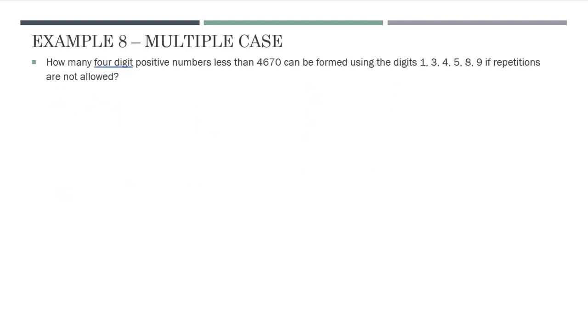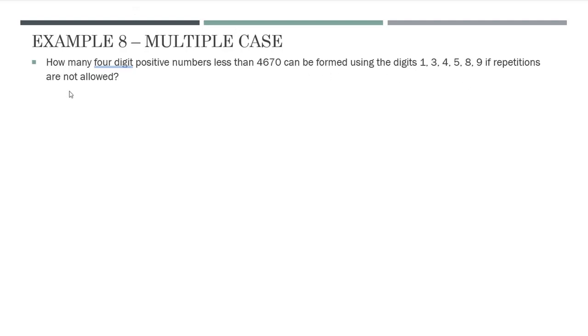Let's do one more example of a multiple case. So how many 4-digit positive numbers less than 4,670 can be formed using the digits 1, 3, 4, 5, 8, and 9 if repetitions are not allowed? Alright, so repetitions not allowed, just meaning we can't use like 3 multiple times. Makes your life a little bit easier. And the fact that it has to be less than 4,670 means that 5, 8, and 9 cannot be the first digit. So that leads us into our multiple cases then.